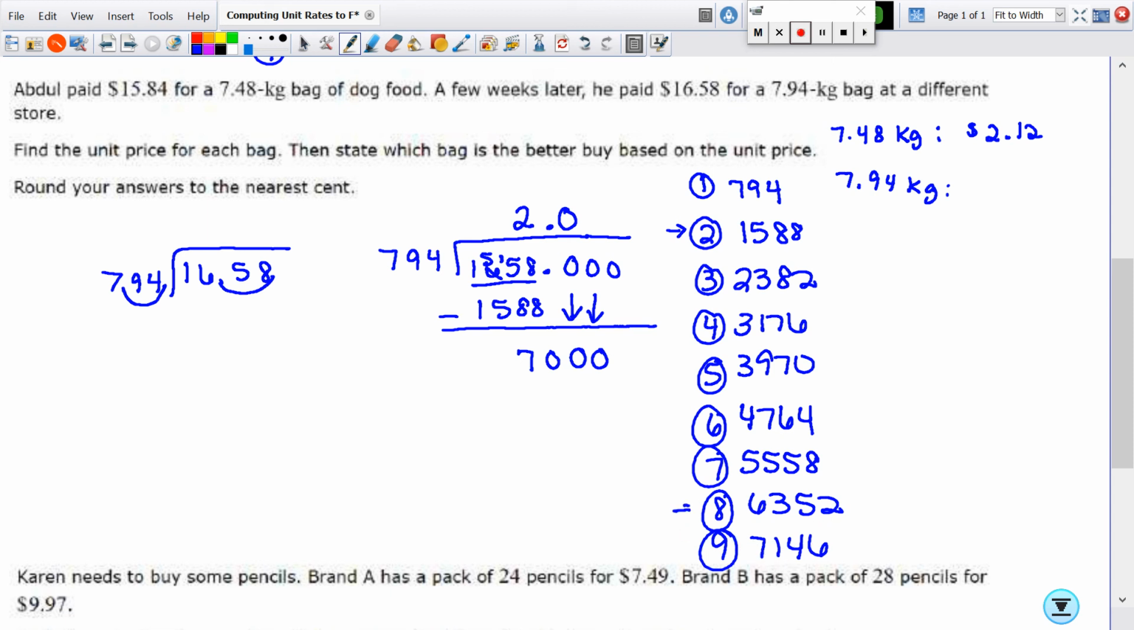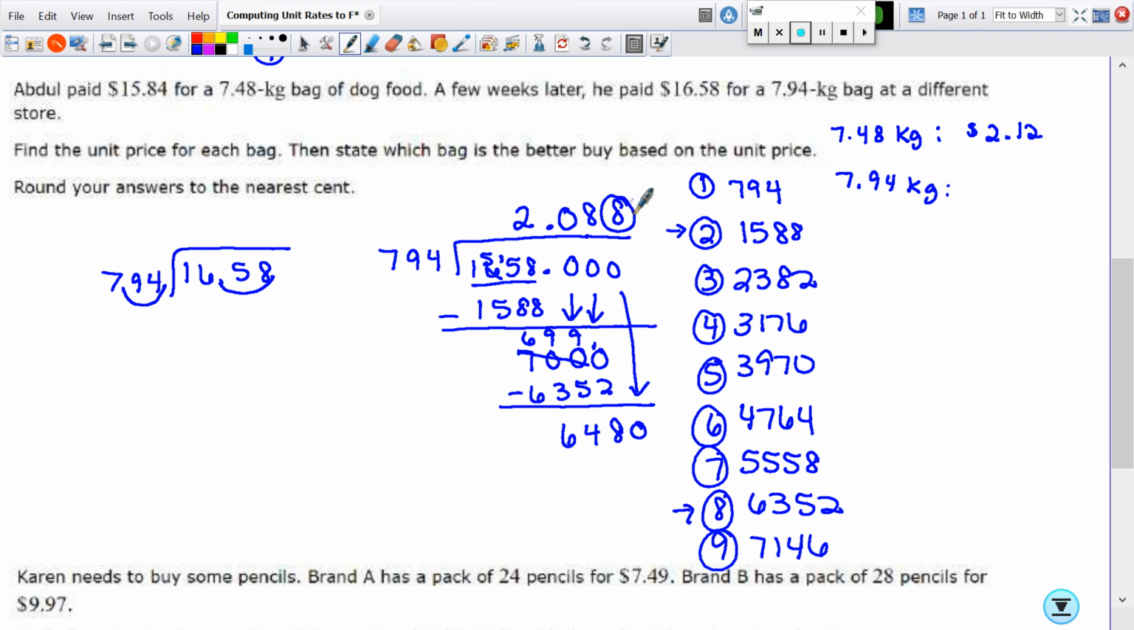7,146 is too big, so I'm going to use the 8 and the 6352. I'm going to subtract that. I need to borrow 1 from 700, so I'm going to make it 699, bring the 1 over. So 10 take away 2 is 8, 9 take away 5 is 4, 9 take away 3 is 6. The 6's are gone. Bring down the next number, 6,480, it's going to be another 8. We don't need to finish it because we're just using that number to round.